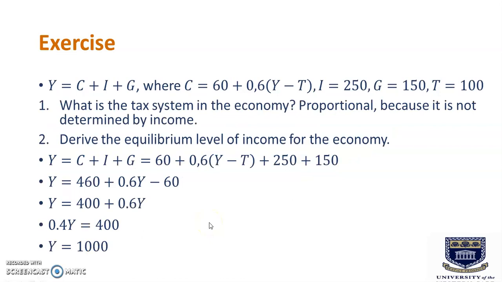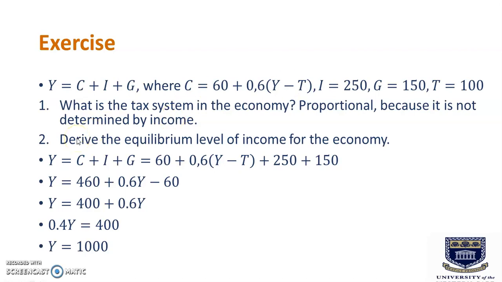Right, so let's look at the first question. The first question says, what is the tax system in the economy? And the answer is, it is proportional, right? Because it is not determined by income. What I'd like you to take note of is that here you are given a lump sum tax amount of T equal to 100. So you weren't given a tax rate of, let's say, 0.25 or 0.3, but you were given T, capital T. So instead of having a tax rate, you have capital T, a lump sum tax amount. That's important to take note of.